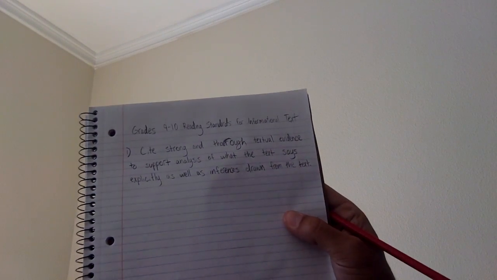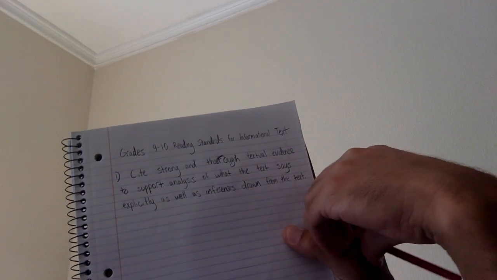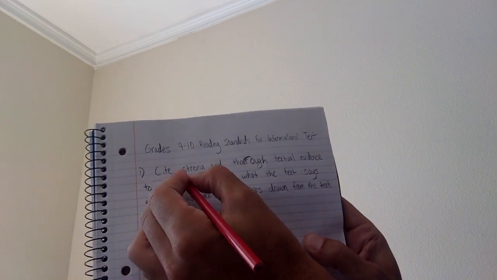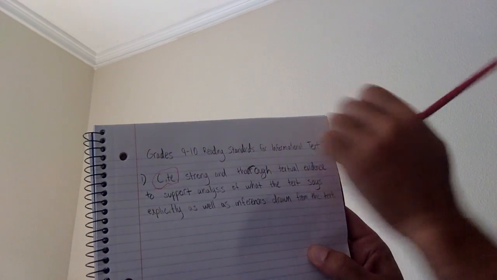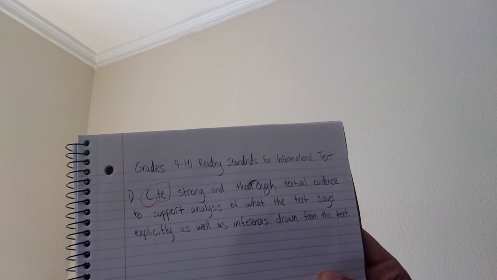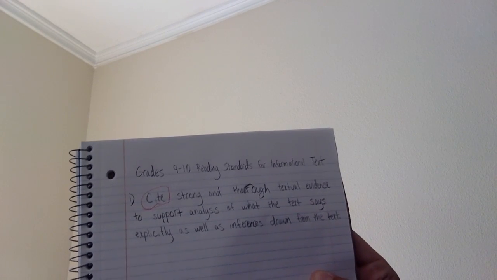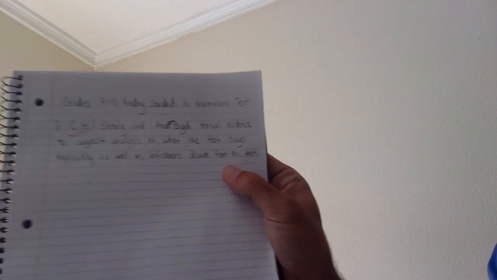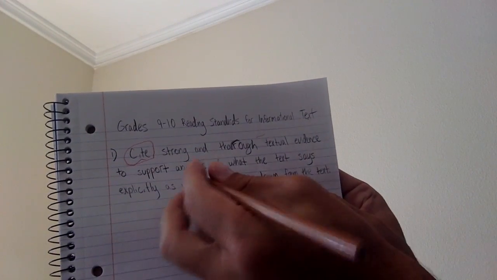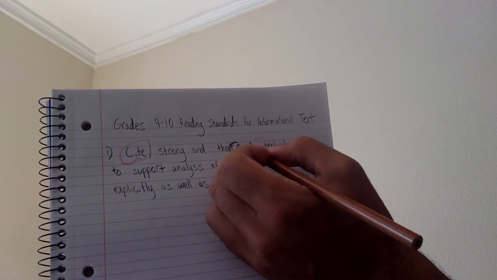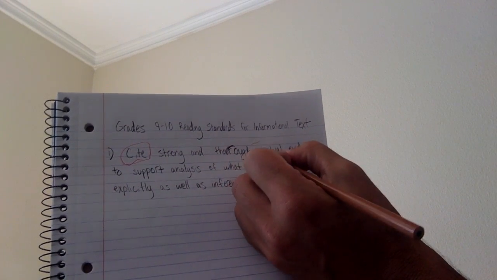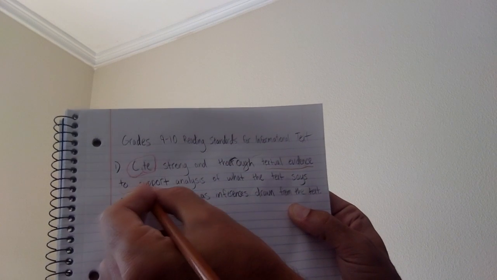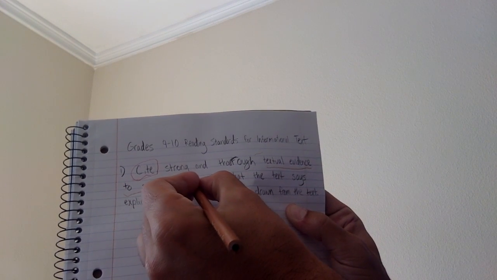I decided to unpack this standard the old school way, using paper and pencil. So first I wanted to identify the skill or the verb, and we are going to be citing evidence. The next thing I want to do is to underline the concepts. This is what the students will be doing. So I know that they're going to be using their skill of citing, and what they're going to be citing is textual evidence to support analysis.